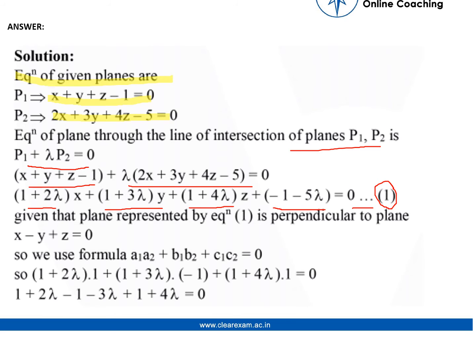It is also given that the plane represented by equation 1 is perpendicular to the plane x - y + z = 0. So we use the formula a1 a2 + b1 b2 + c1 c2 = 0. By applying this formula we get (1 + 2 lambda) - (1 + 3 lambda) + (1 + 4 lambda) = 0.